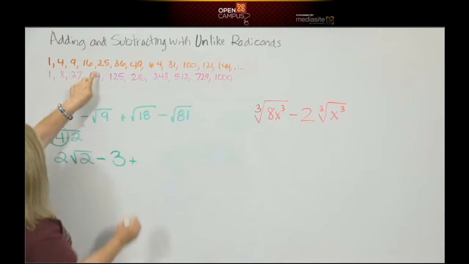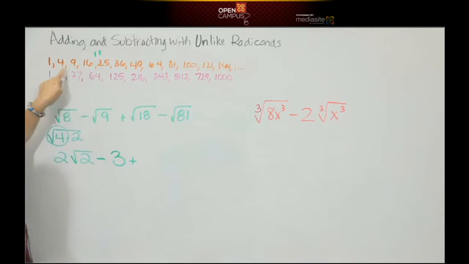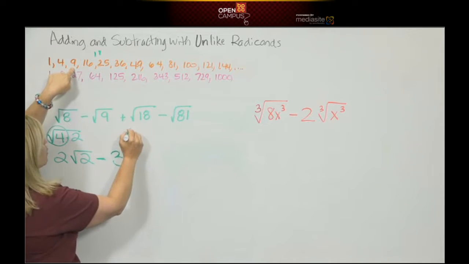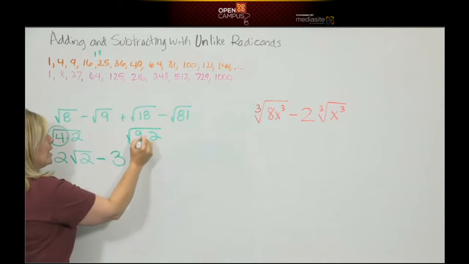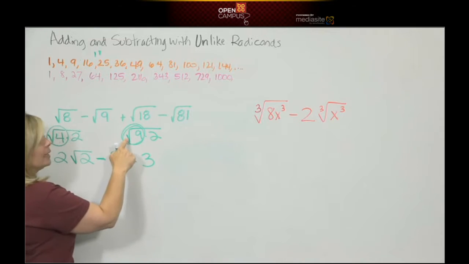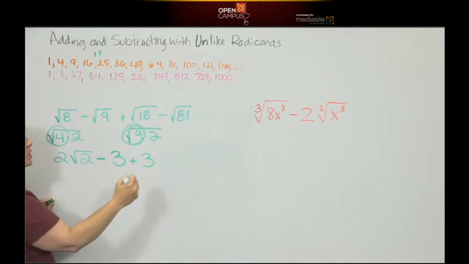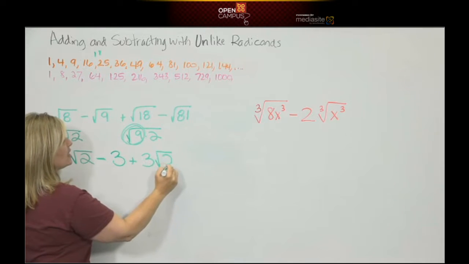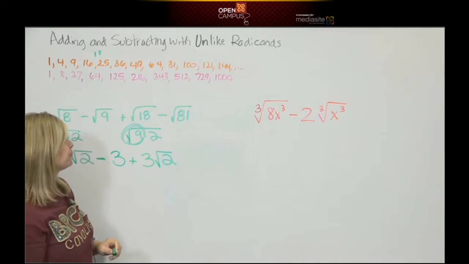I look at my list. Nope, 18's right here. It's not a perfect square. What's the biggest perfect square that divides into 18? Oh, 9. So we're going to rewrite this as 9 times 2. What is the square root of 9, everybody? 3. So a 3 comes out. Can we square root the number 2? No. 2 is not a perfect square. So it stays inside the symbol because we cannot do that operation.